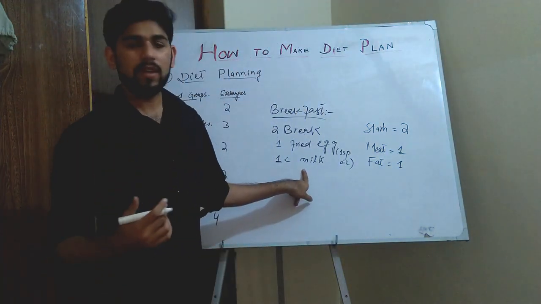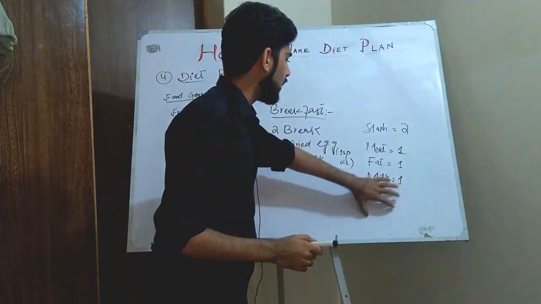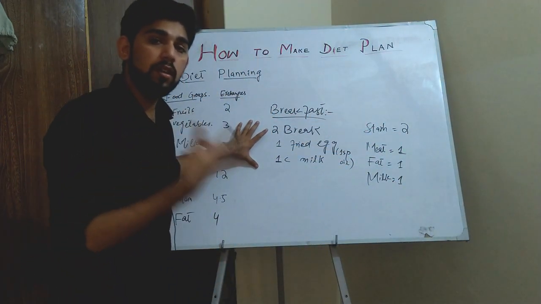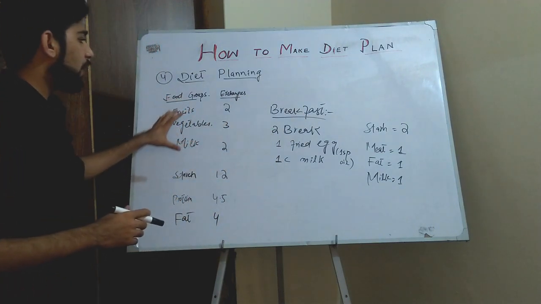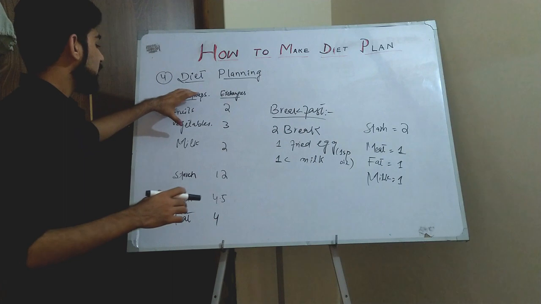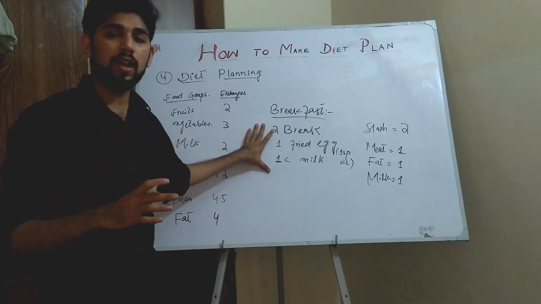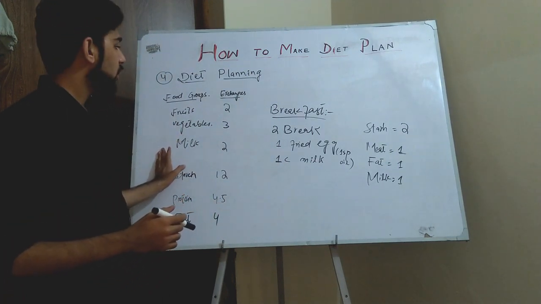and 1 cup milk is 1 exchange. So for milk you will get 1 exchange. So in this way we'll calculate the exchanges of the food that we are eating throughout the day. In this way, we have to give all the exchanges into the diet, and we can't exceed these exchanges.